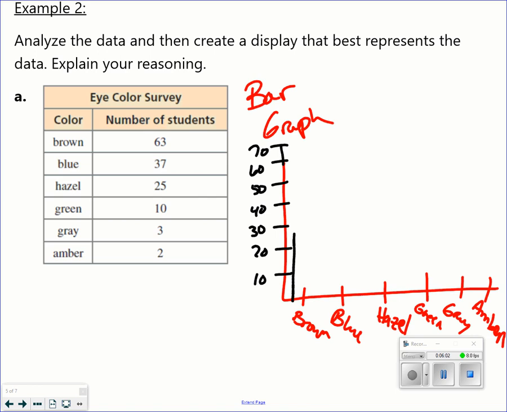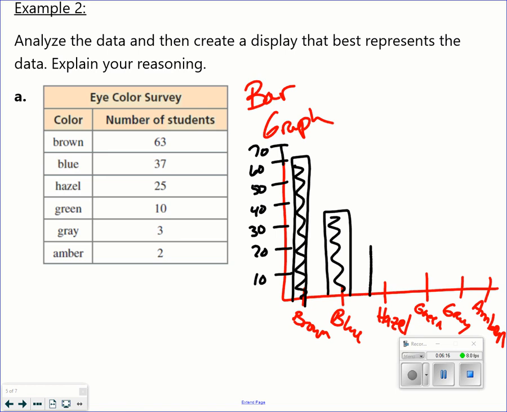So the number of brown, okay, and I was off just a little bit there. Number of blue. So notice these are not connected like it would be in a histogram. Hazel, 25. Green is at 10. And then we got 3 and 2. So I would consider a bar graph to be the best display on this particular one.